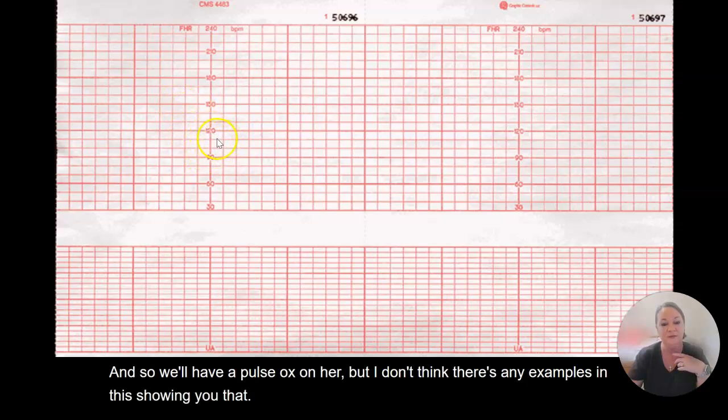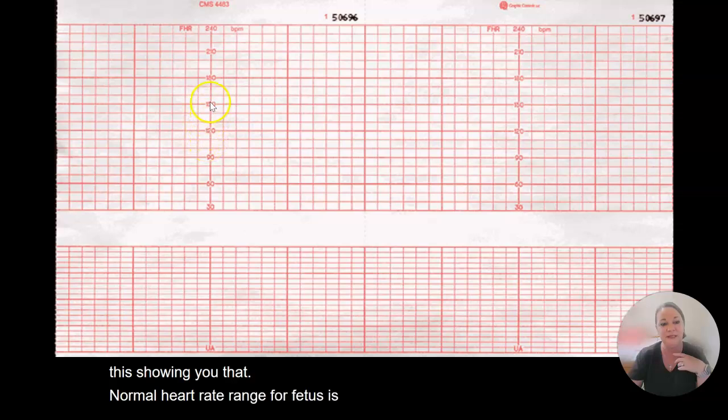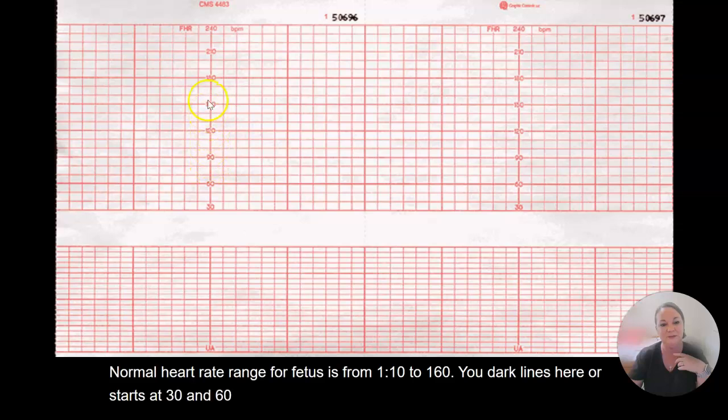Normal heart rate range for a fetus is from 110 to 160. You see these dark lines here. It starts at 30, then 60, 90, 120, 150, 180, 210, and 240. And then each light line is 10 seconds in between.